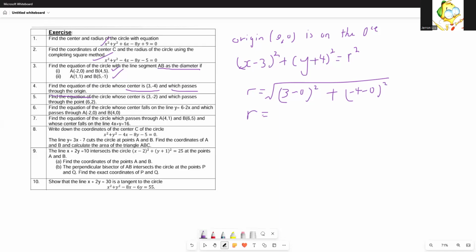Okay, let me just work it out. You will realize that your answer is actually square root 25. Now, let's put it back in. So basically you have (x - 3)^2 plus, check your answers, (y + 4)^2, which is equivalent to 25. Notice, because you're going to square your square root 25. So your answer for question number 4 is actually as such.